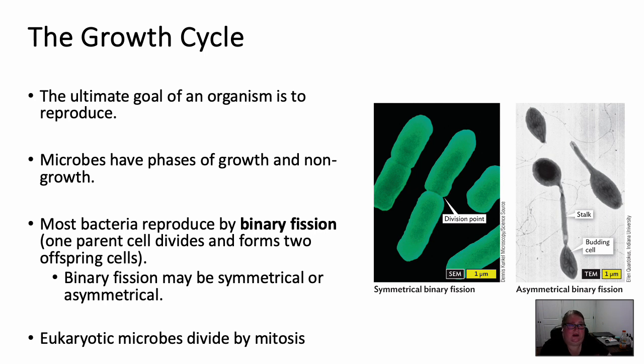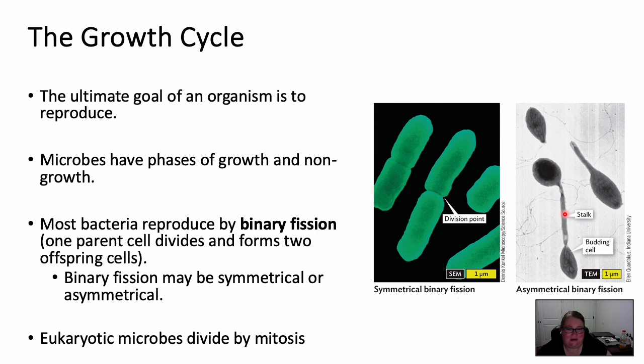Okay, most bacteria are going to reproduce by binary fission. Remember, this is when one parent cell divides into two to make two identical daughter cells. The thing is, what you don't really talk about is binary fission can be symmetrical or asymmetrical. So we really have concentrated so far on symmetric binary fission. So the septation happens in the center. It divides equally. Okay, so this is symmetrical binary fission.